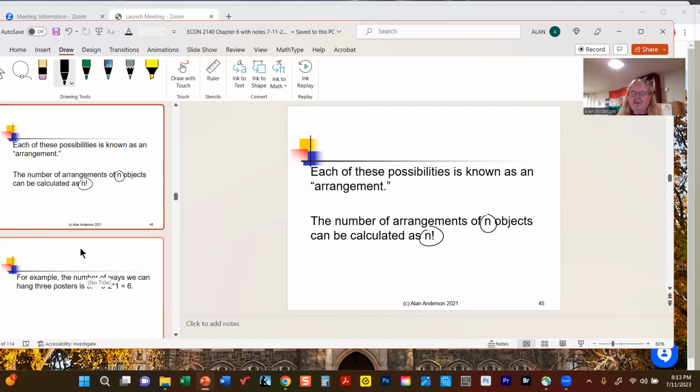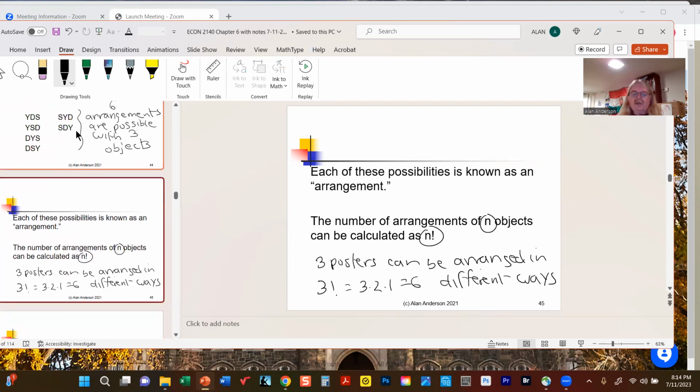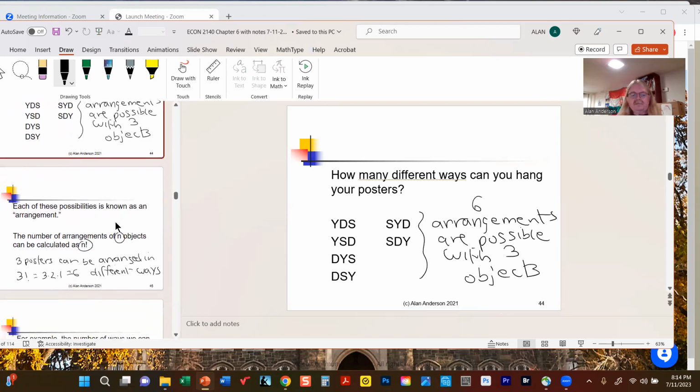So in other words, 3 posters can be arranged in 3 factorial, which is 6 different ways. Wow. So it's just 6. And we already proved that, of course, by counting them out. But if we understood this rule already, we wouldn't have needed to bother even with that. We would have just said, oh, it's just 3 factorial.